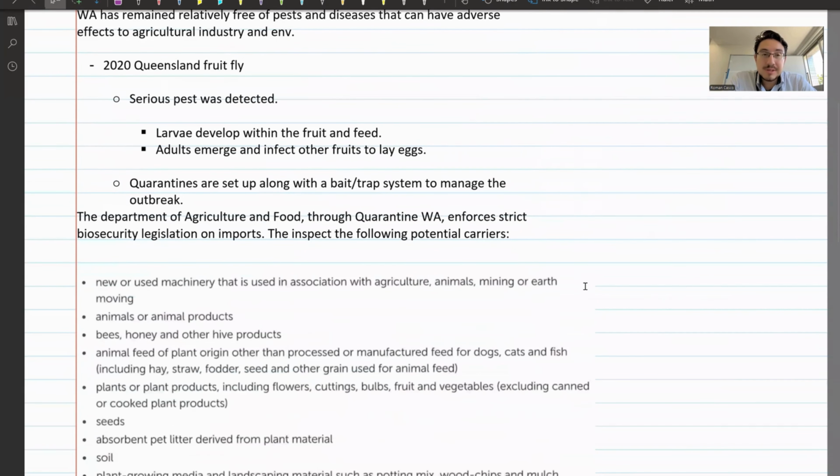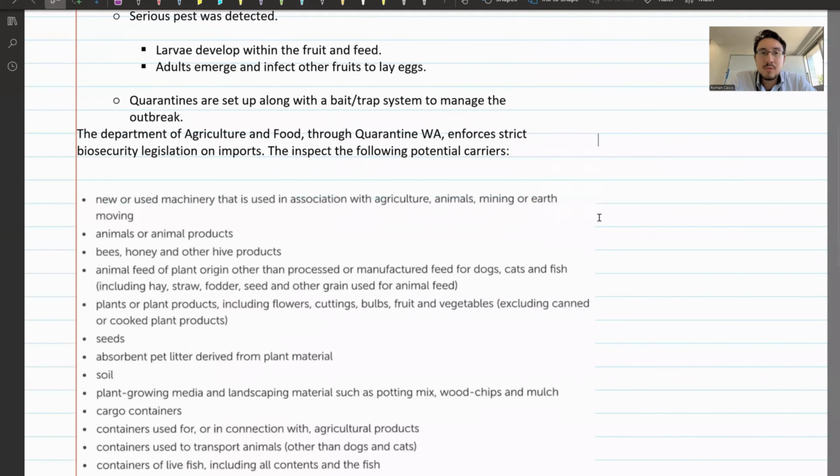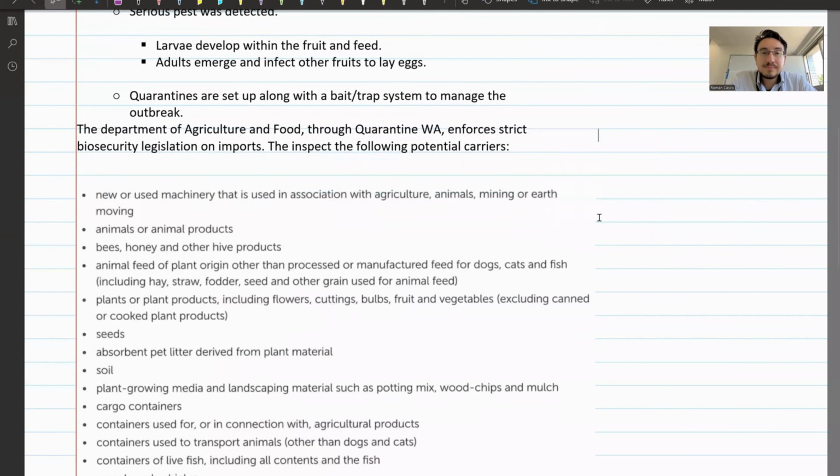In 2020, the Queensland fruit fly was found, which was a serious pest that was detected. The larvae can develop within the fruit and the feed for livestock, and basically grow. Adults would emerge and infect other fruits to lay eggs. So this was a pest that would pass down to different fruits relatively fast.